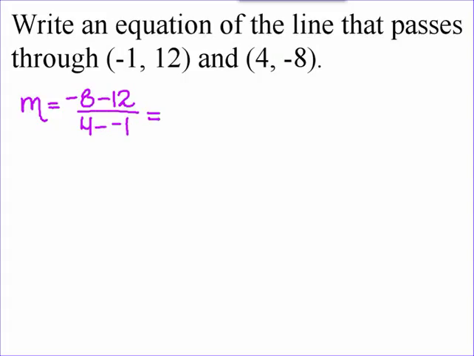Now I want you to think about the answer you got. Is it greater than 0 or less than 0? Less than 0. Is it greater than -5 or less than -5? Greater than. And your answer for your slope is? -4. Good. So now I'm going to write my equation. My equation here should be y equals -4x plus b.